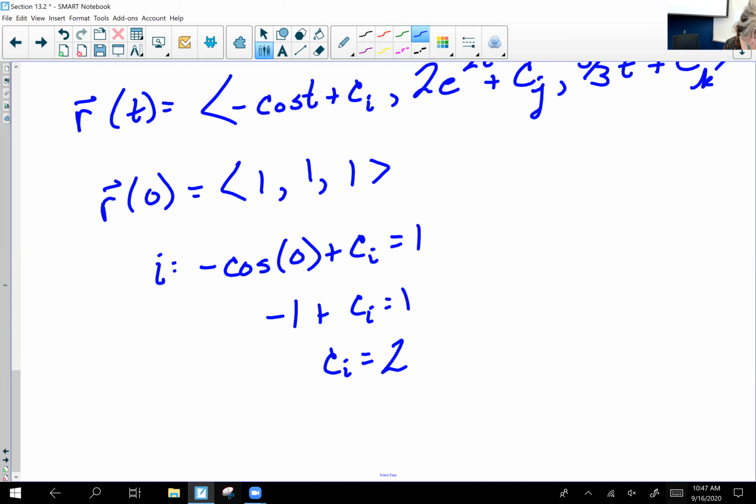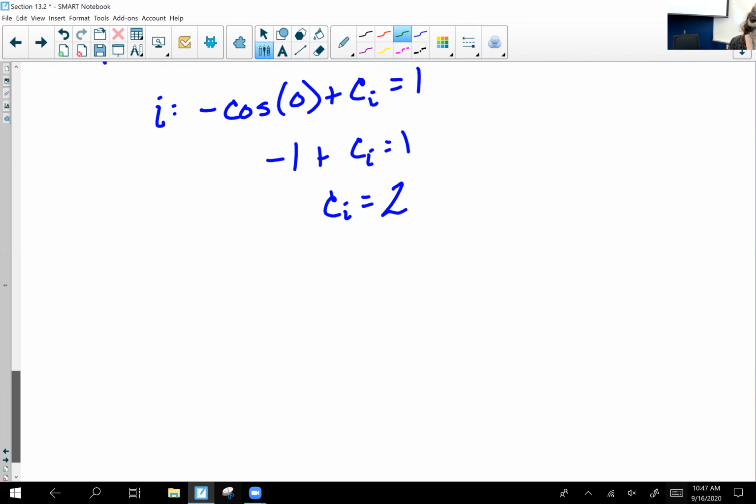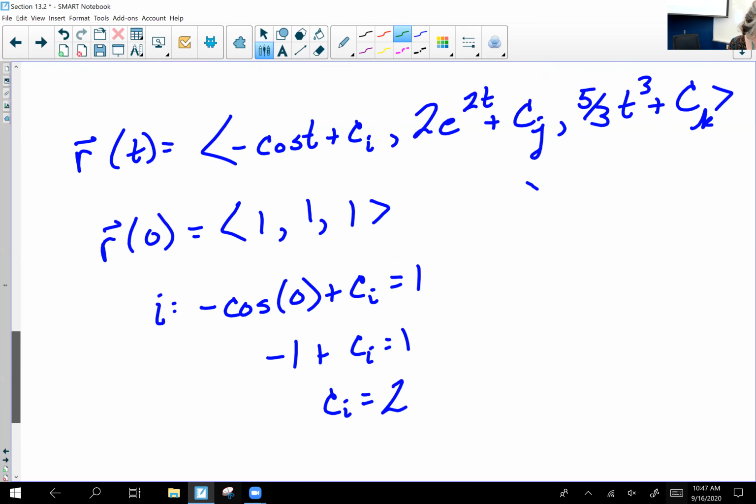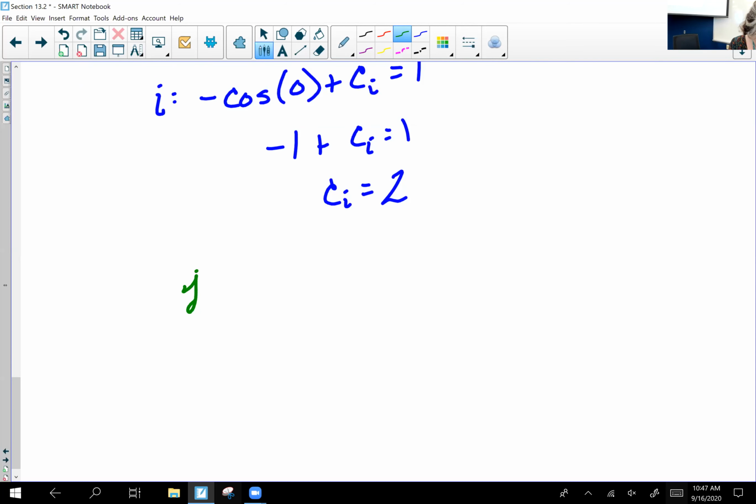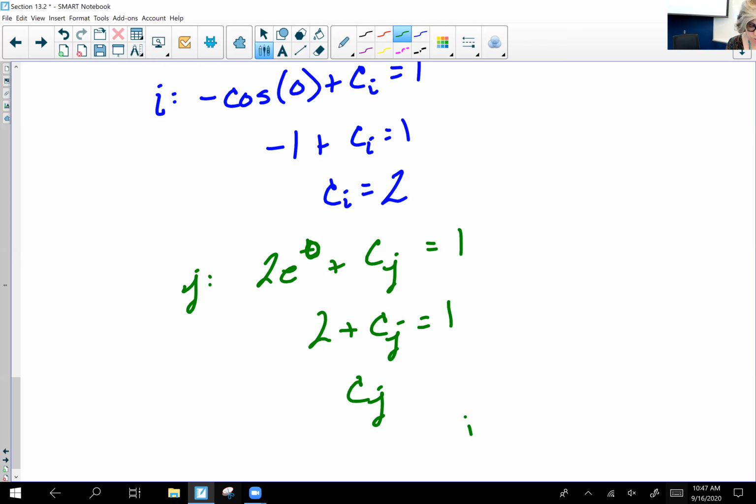All right. We then have the j component, which is 2e to the t plus c sub j. That's going to equal 1. Oh, this is 0, isn't it? So we're going to have 2 plus c sub j equals 1. So c sub j then equals -1.